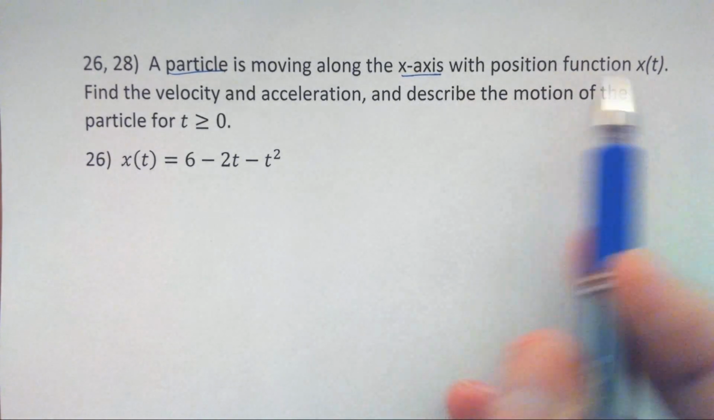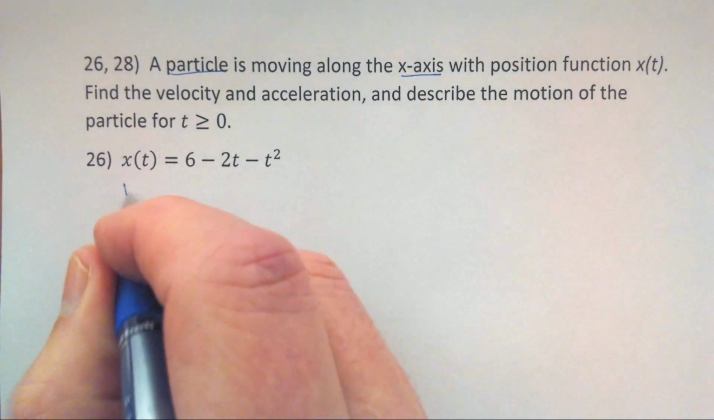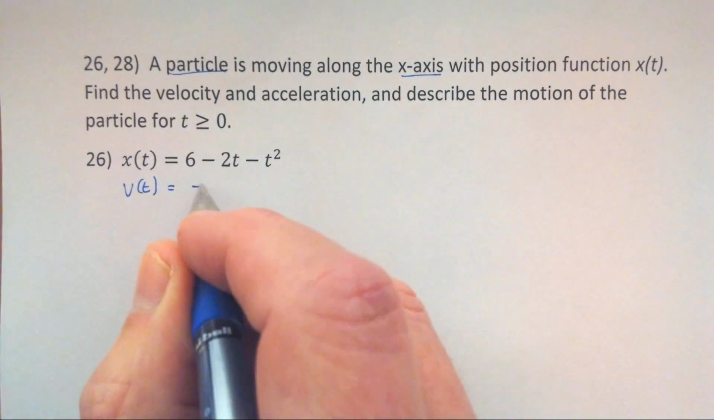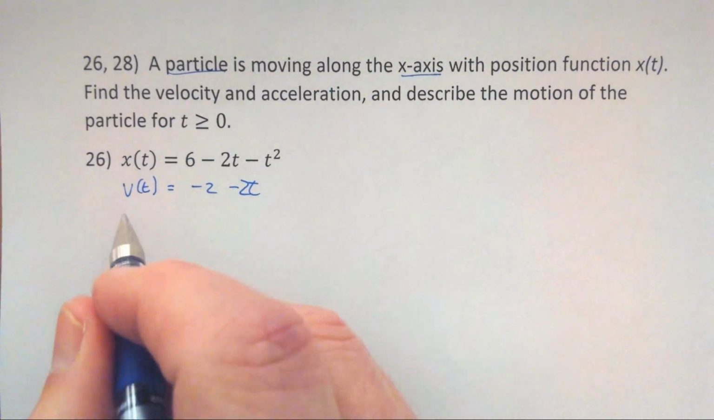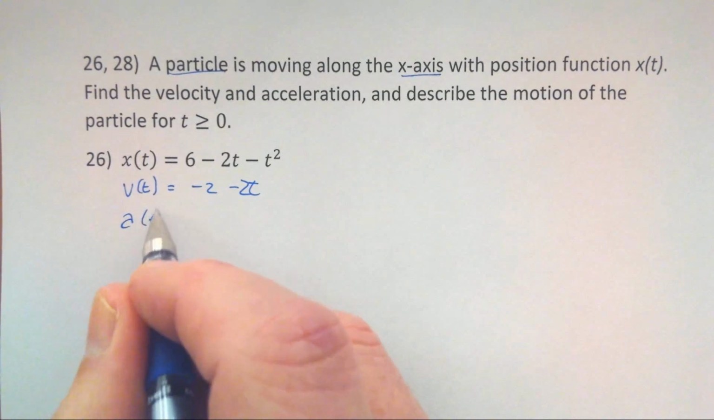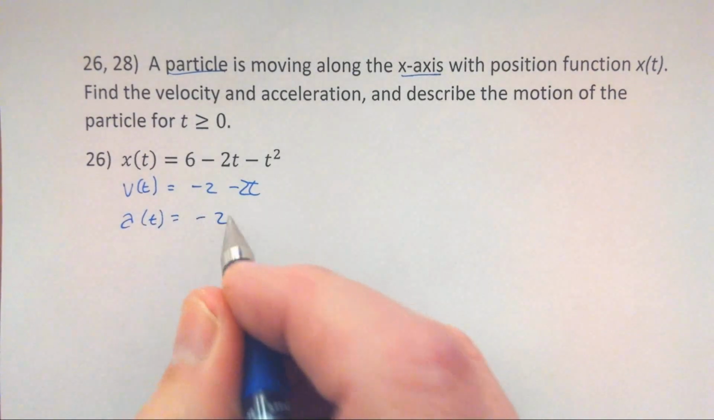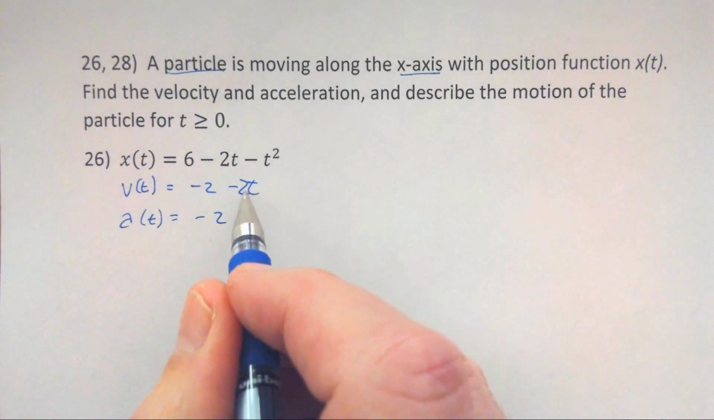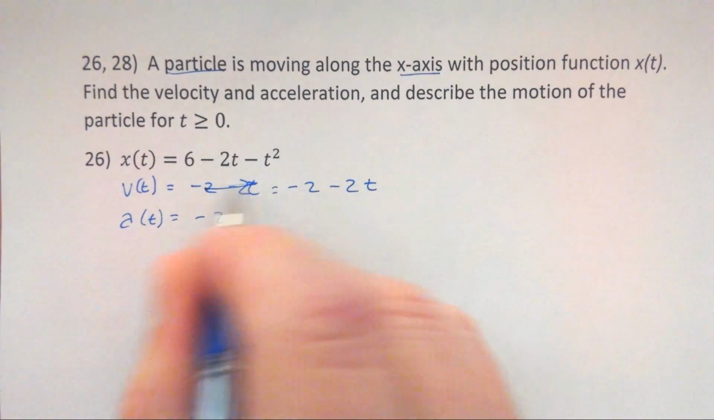Okay, with a position function of x of t, so this is like my s of t, position. Find the velocity, first derivative, negative 2 minus 2t. Find the acceleration, derivative of velocity or second derivative of position, is negative 2. I'm going to rewrite this because that almost looks like pi. Negative 2 minus 2t.